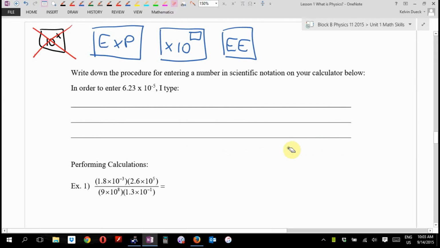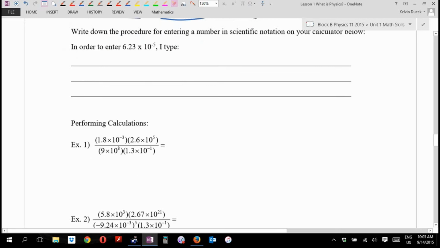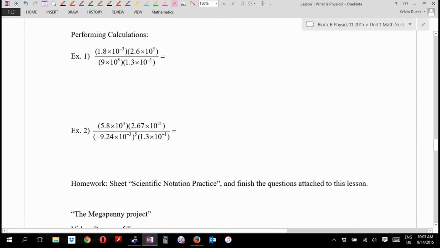So let's practice this. Performing calculations. There's going to be some of these in your homework. Example 1. The first thing that I notice is this is a fraction. Is there more than one number or term on the top of the fraction? I should probably put it in brackets. Is there more than one number or term in the bottom of the fraction? Okay, I should put it in brackets.